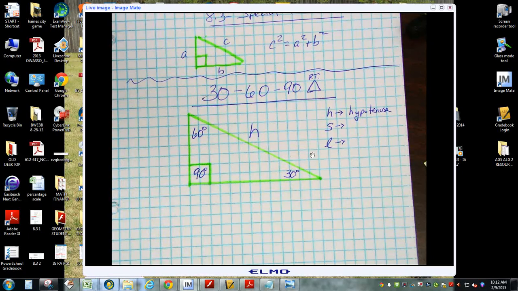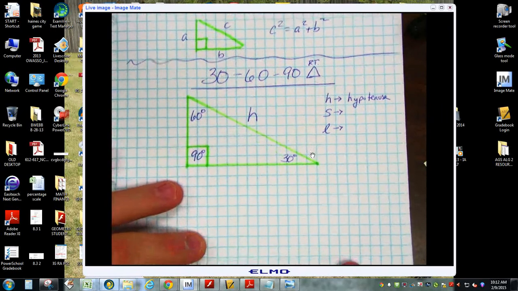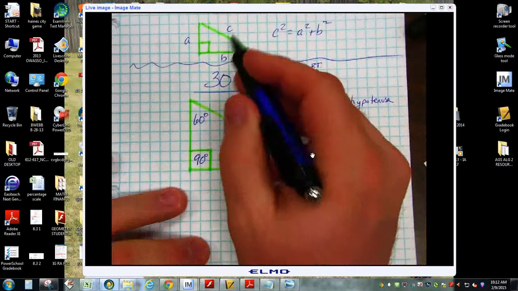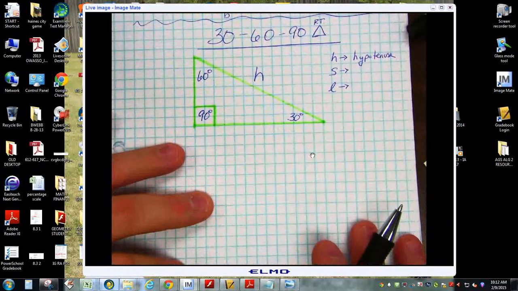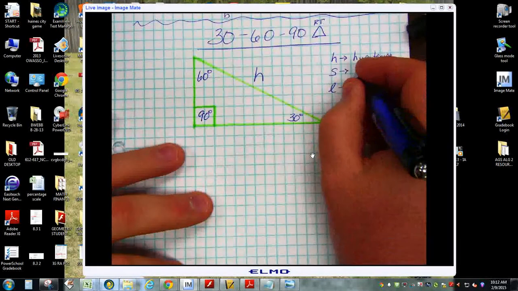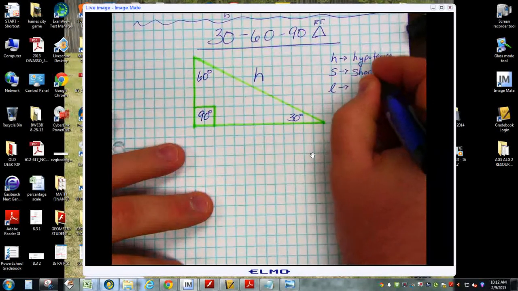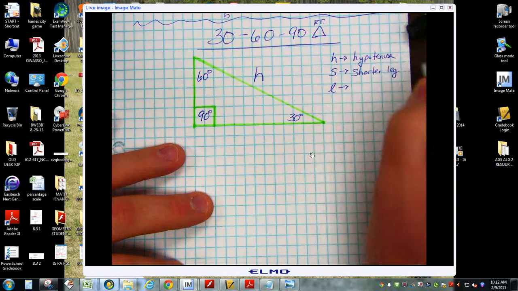Now we're back to the things that are new. Everybody look up here for a second, stop writing, you write it after I'm done. Like I said, I'm using something different. I'm not using A, B, or C. Okay, H is the hypotenuse, that one you're used to. S is the really important one. It is called the shorter leg.